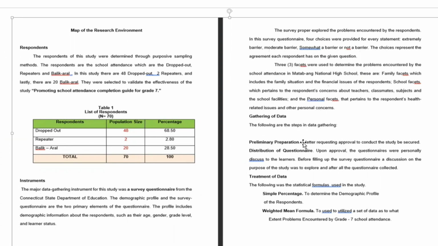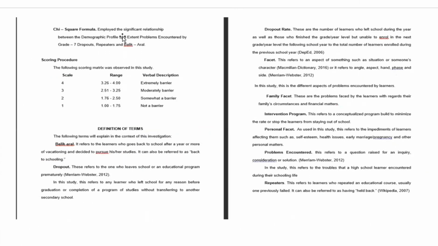Okay, so again, na sinabi ko kanina, sa huli-hulihan kadalasan makikita ang gathering of data. So, nalagay niya preliminary preparation, distribution of questionnaire, treatment of data, at kung anong mga specific na statistical tools ang gagamitin natin. So, simple presentation ginamit niya, weighted mean formula, chi-square formula, sapagkat the researcher is testing the significant relationship among the variables from demographic profile and the problems encountered by them. And of course, your scoring procedure.